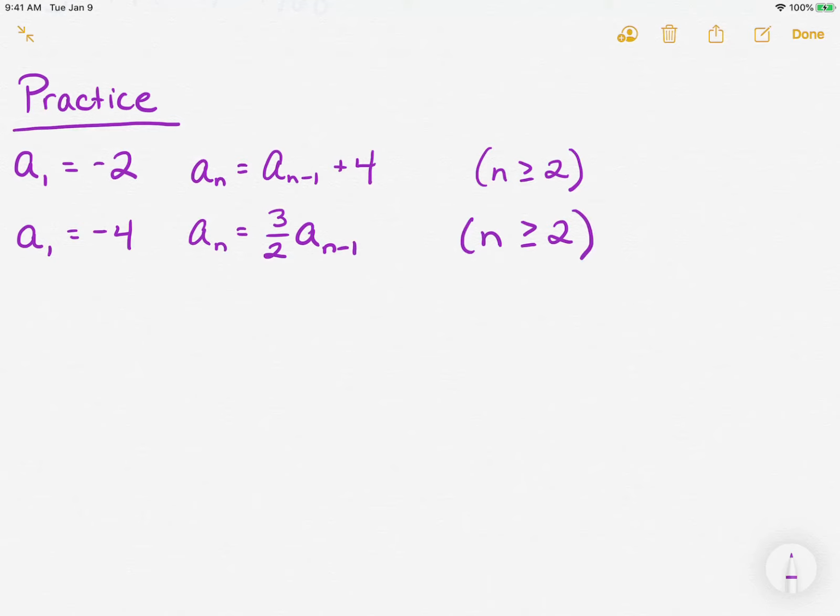Let me give you a couple of minutes to try that. And then I'll show you how you can write your own recursive formula.